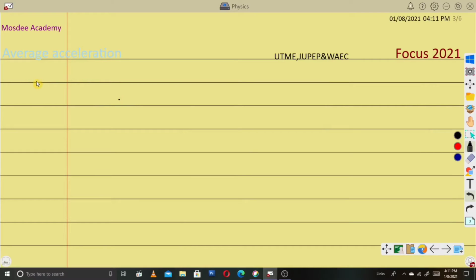But average acceleration, we can say for motion of particles between two instances, is given numerically in physics as the total change in velocity divided by the total time taken. So this is the way we relate average acceleration in physics.